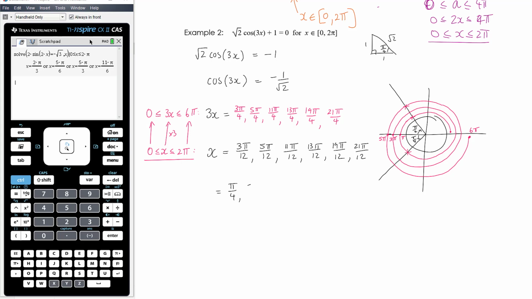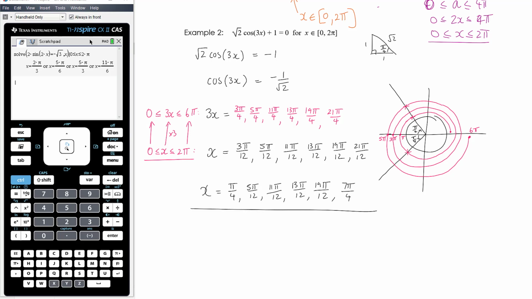Alright, then we want to make sure our final answers are simplified. That's pi on 4, 5 pi on 12 is simplified, 11 pi on 12 is okay, 13 pi on 12 is okay, 19 pi on 12 is okay, 21 pi on 12 will be 7 pi on 4. Okay, you can simplify those fractions as you go. So there's our final set of answers.